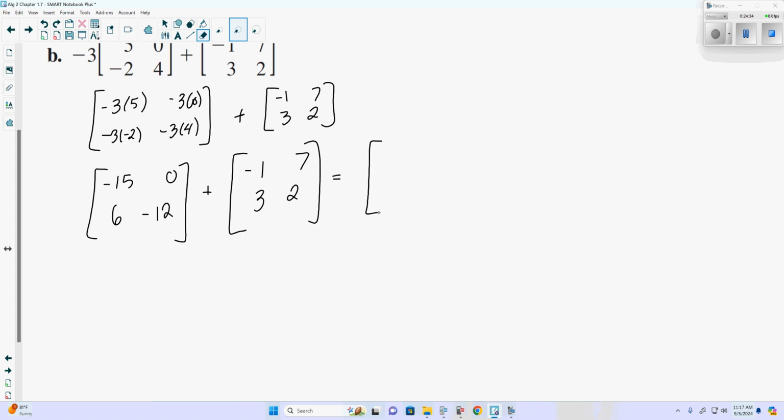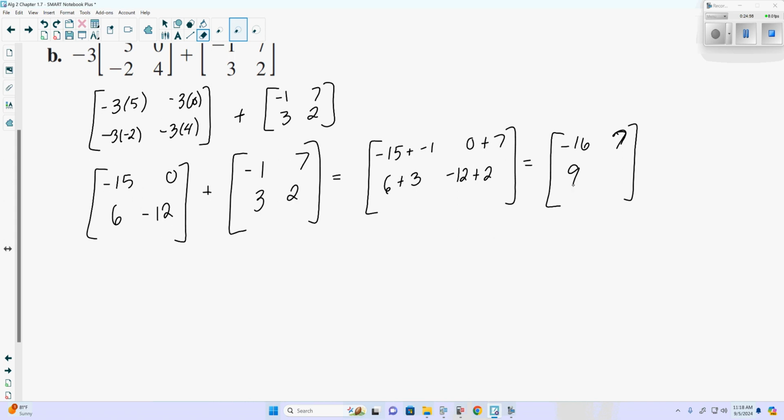Then we can just add these together. Negative 15 plus negative 1, 0 plus 7, 6 plus 3, negative 12 plus 2. And our negative 15 plus negative 1 is negative 16. 0 plus 7 is 7. 6 plus 3 is 9, and negative 12 plus 2 is negative 10.